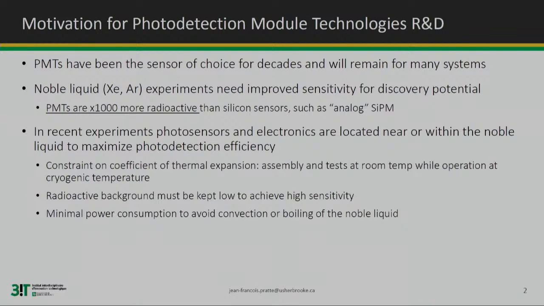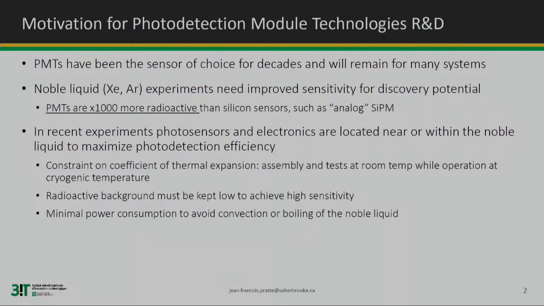PMTs have been used for many decades, and they will still be used for years. That said, noble liquid experiments want to improve the sensitivity to increase the discovery potential. To that end, PMTs are about 1,000 times more radioactive than any other silicon-based sensor. So we need to find a new solution, and for instance, analog SiPM is one that is being used right now.